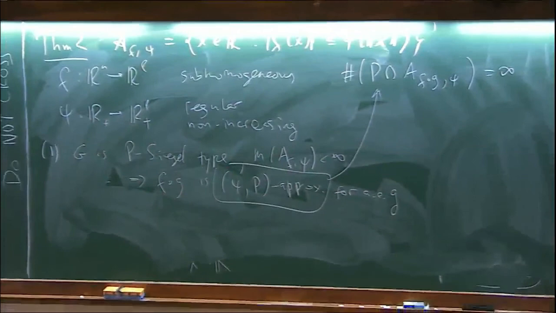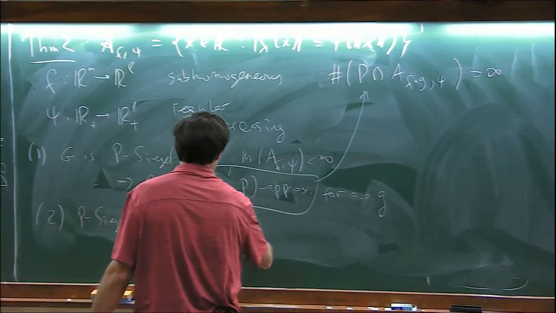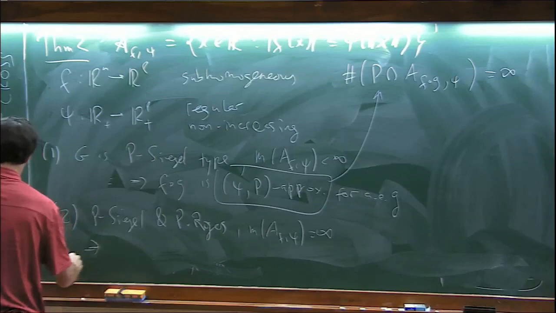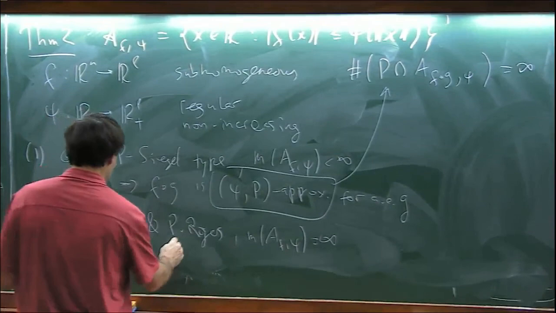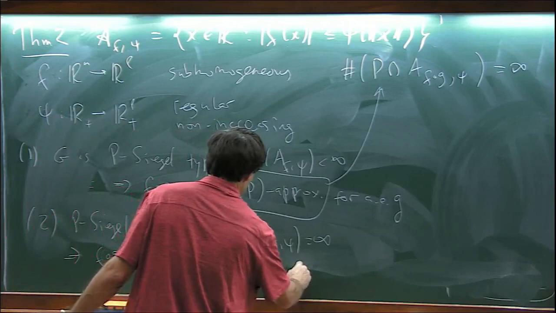And now you have P Ziegler and P Rogers, and the measure of A_{F,psi} is now infinite, and the conclusion is the other way around. F composed with G is not psi P-approximable. So this was the theorem that I want to prove.